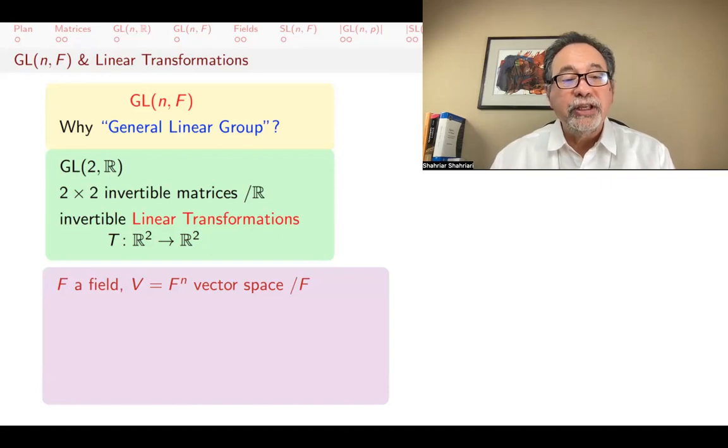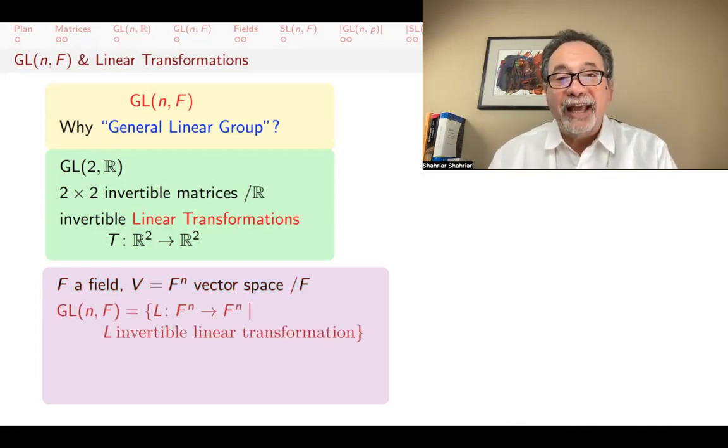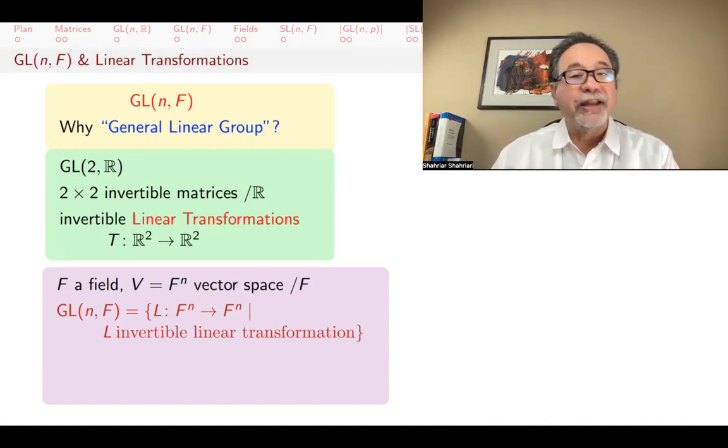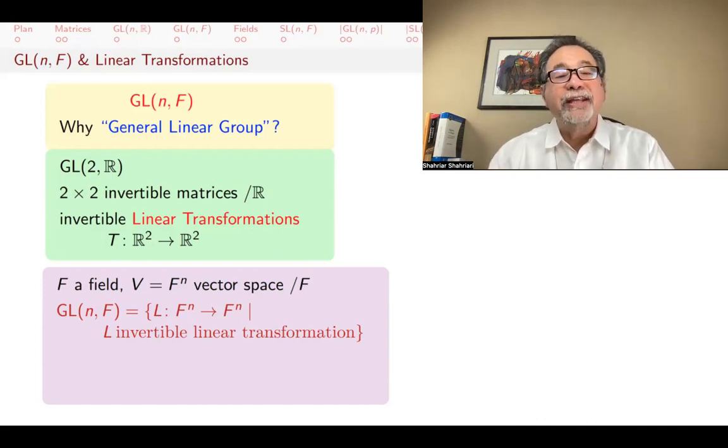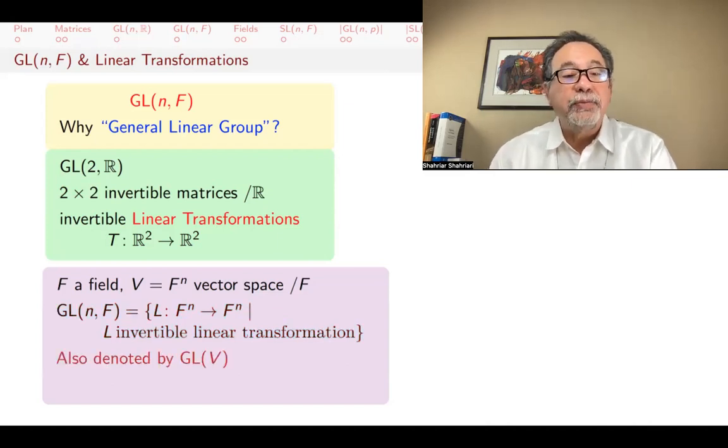We can do this more generally if F is a field and V is Fn, a vector space of dimension n over F. When we say over F in a vector space context, we mean that the scalars are from the field F. Then GLnF, well, we know what that is. It's n by n invertible matrices with entries from F, but that's the same as all the invertible linear transformations from Fn to Fn. Again, you have to fix a basis first for Fn. You can think of these objects as n by n invertible matrices or invertible linear transformations from Fn to Fn. You can also denote this by GL(V), V being that vector space.